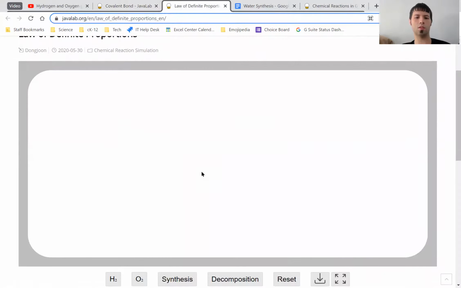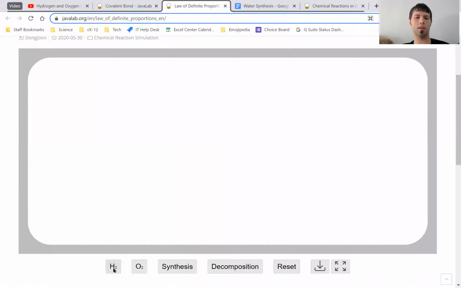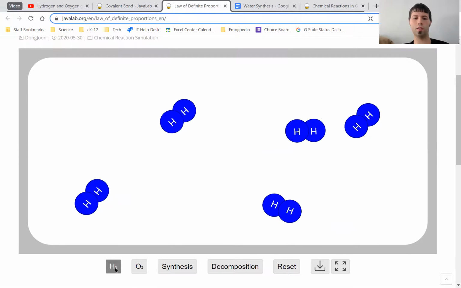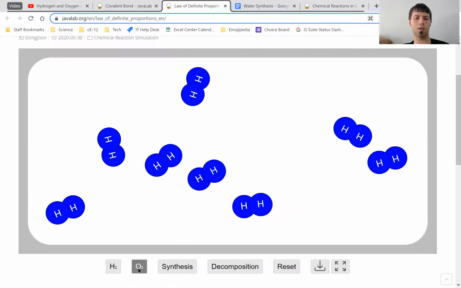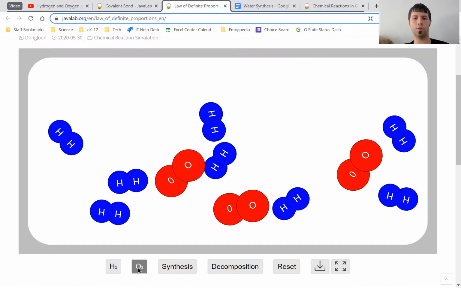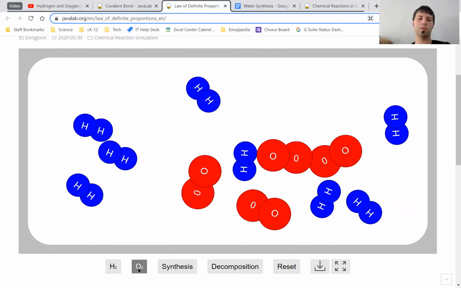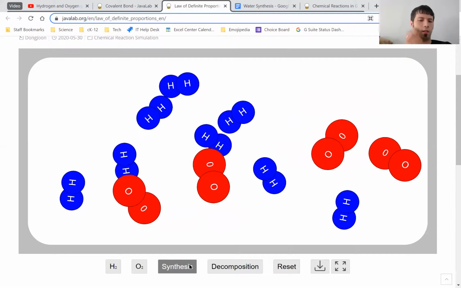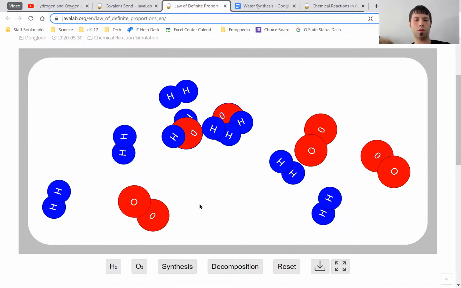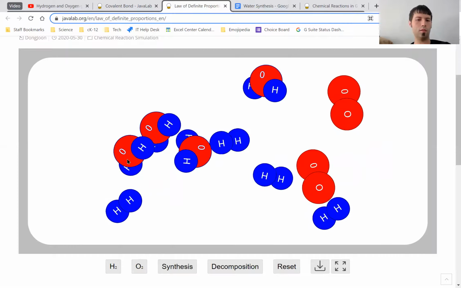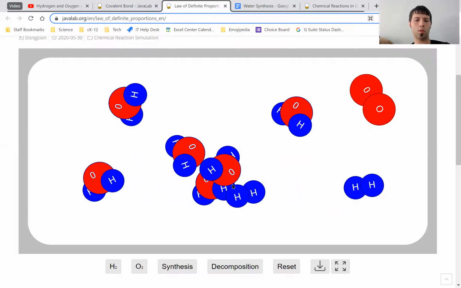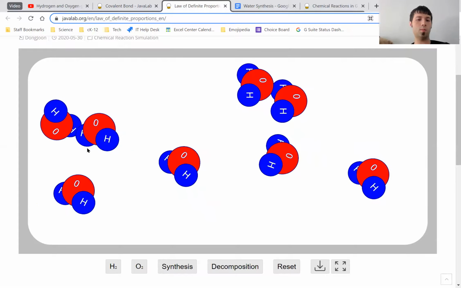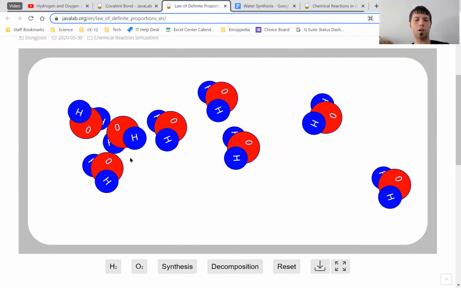Let me use this simulation to show you. Here I have a blank container, and I'm just going to fill it up with some hydrogen gas: 1, 2, 3, 4, 5, 6, 7, 8, and some oxygen gas: 1, 2, 3, 4. Okay, so now I have hydrogen and oxygen floating around together. Let's say I light a match. I'm going to click on synthesis. You just saw it happen. When everything's coming together in the right proportions, the oxygens and hydrogens kind of switch places. So now each molecule has 2 hydrogens and 1 oxygen.